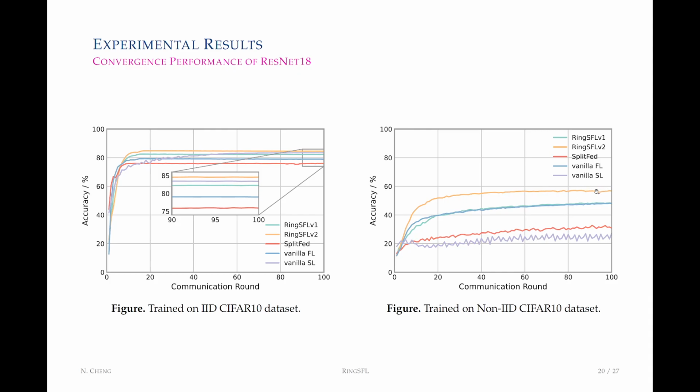RingSFL V2 consistently maintained the highest model accuracy compared to benchmark algorithms. The RingSFL V1 performs similar to the Vanilla FL, while Vanilla SL and SplitFed struggle to converge on the non-IID datasets. This underscores RingSFL's adaptivity to the non-IID data distributions. Overall, the results demonstrate that the RingSFL exhibits the most optimal convergence performance compared to the benchmark algorithms. The performance disparity between the V2 and the V1 further emphasizes the significance of overlapping layers in the RingSFL. In subsequent slides, we will provide a more clear and detailed explanation of this aspect.